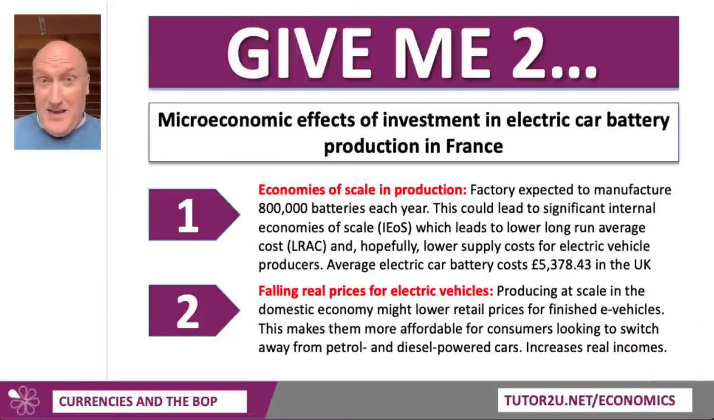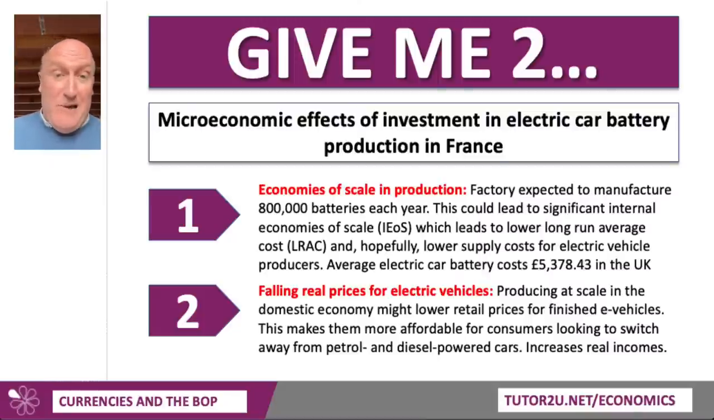And I think I got all of the students a couple of weeks back to pledge that they would put the data from the charts, the tables, in their answers to get the application marks. What have I chosen? I've chosen the economies of scale. I think Ned talked about external economies of scale, which is a great point. But the data said 800,000 batteries per year. That is production at scale. So long run average cost could fall. Hopefully that then lowers supply costs for electric vehicle producers.